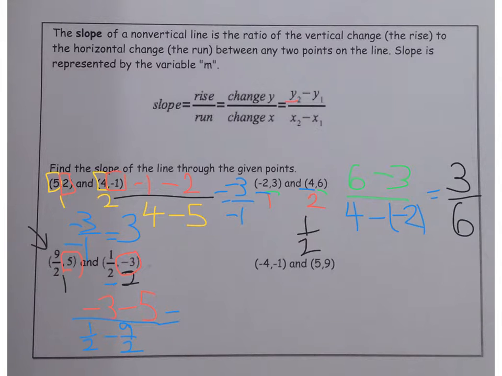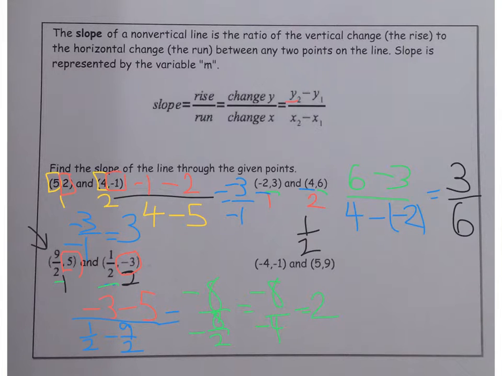It's going to look a little bit funky, but -3 minus 5 is going to be -8. That's going to be over 1/2 minus 9/2, so that's negative 8 halves. So that's actually going to equal negative 4. Then when I simplify it, negative 8 over negative 4 is just 2. So that's a pretty complicated one because it had these fractions in there.